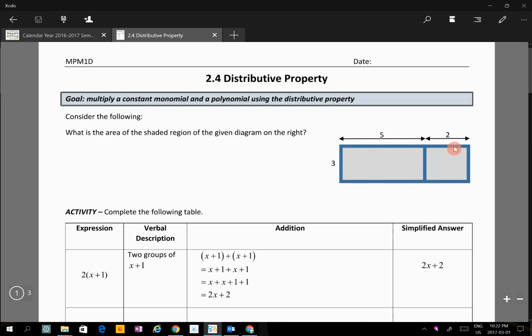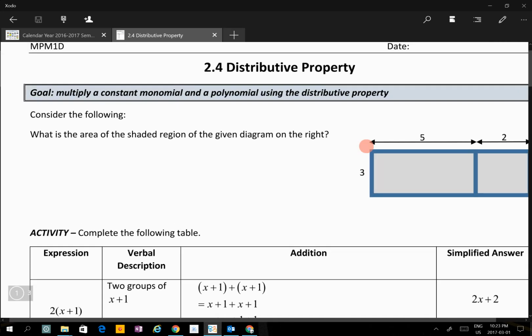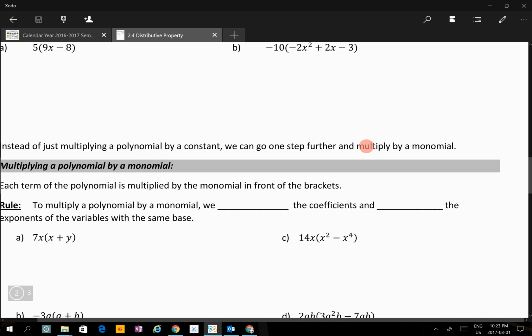So I have this diagram here on the right. It consists of these two rectangles, and I'm asking you for the area of this diagram. If we consider the entire diagram as a whole, one big shape, I'll just call this option 1.